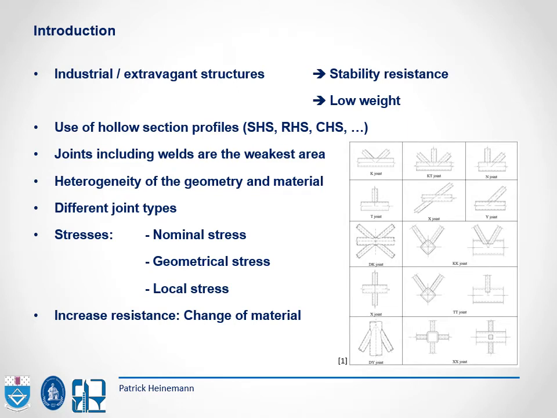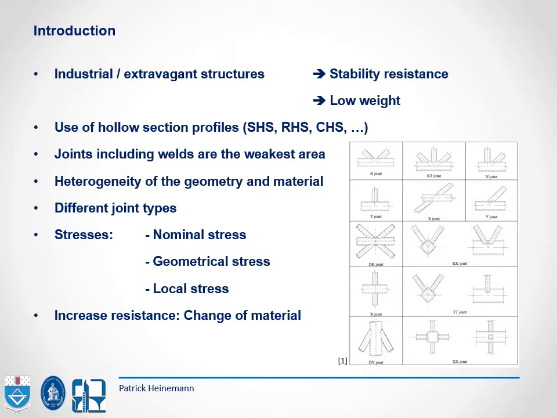Tubular steel joints are mainly used in industrial or extravagant structures because of the high stability resistance and at the same time the low weight. There are several hollow section profiles which can be used, like square hollow section profiles, rectangular hollow sections, or circular hollow sections. The joints of these hollow section profiles are the weakest area because of the heterogeneity of the geometry and the material. You have, for example, the welding line in this area.